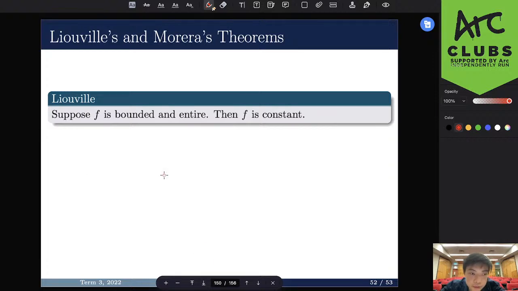So we have some minor theorems here. The first one is Liouville, which just says if f is bounded and entire, then f is a constant. So if you remember, bounded just means that every single value within f has a modulus which is less than some constant, and entire means that it's holomorphic on the whole complex plane.